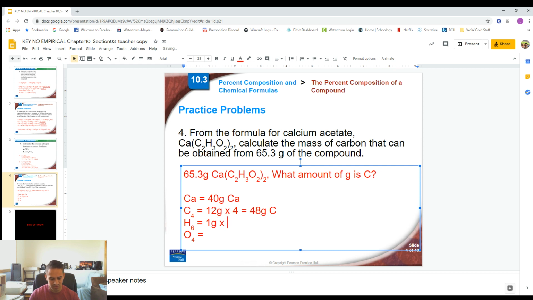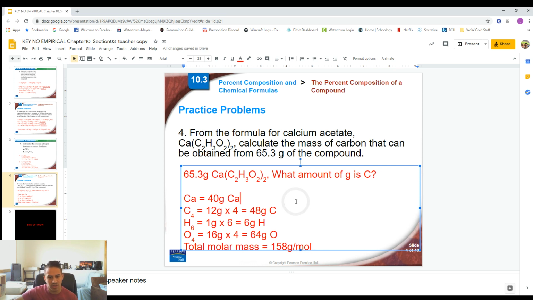Hydrogen we know is 1 gram a piece. We're going to times it by 6. So that's 6 grams for the hydrogen. And then oxygen we know is 16 grams. We did that also on a previous problem. And that gives us 64 grams for the O. All right, so those are all the individual masses. Of course, we need to add these together to get a total molar mass. So let's go 40 plus 48 plus 6 plus 64. So I get 158 grams per mole for our total molar mass.